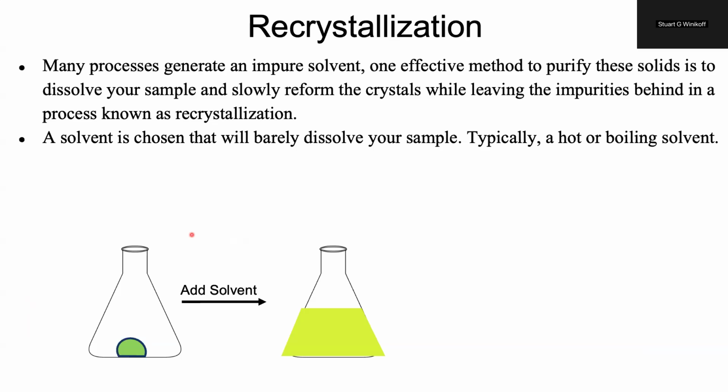So the first step we need to do is choose a solvent that will barely dissolve your sample. If I want to barely dissolve something, typically we're going to do this with a hot or boiling solvent, because again, things should dissolve more easily when I'm working with a hot system. And this will make sure I can use the bare minimum of solvent that I need to.